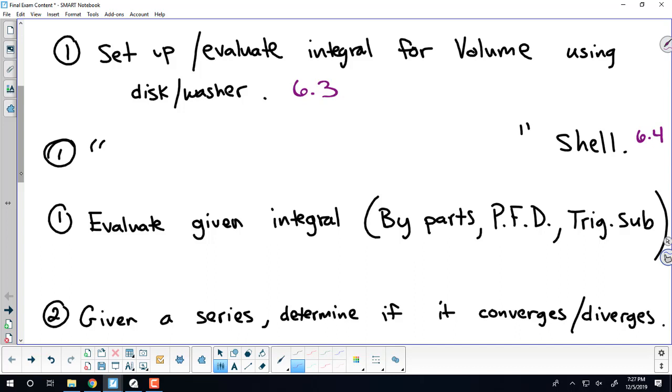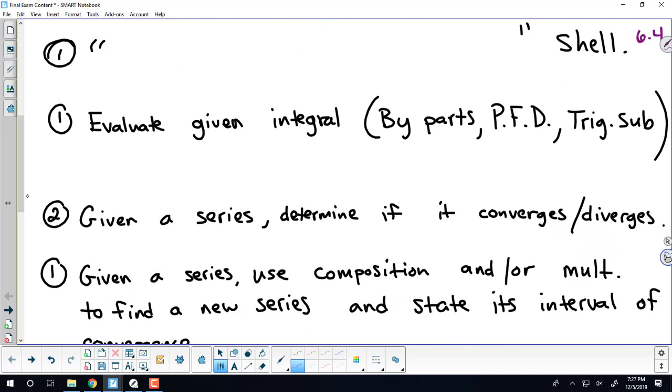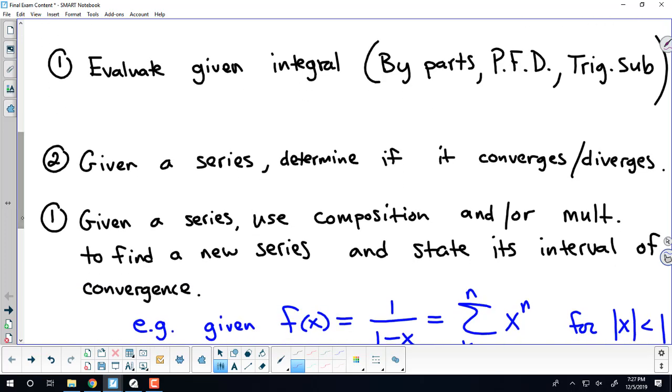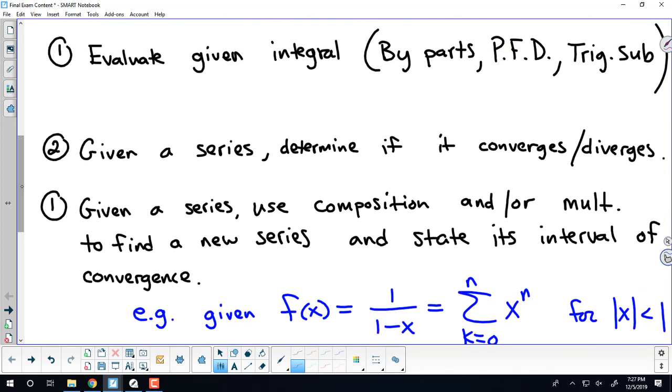Evaluate a given integral by parts, partial fractions, or by trig substitution. I'm not going to tell you which one because I want you to know all three, just in case. Maybe by parts. No, I won't specify which one it is. There's one of those, there's two.